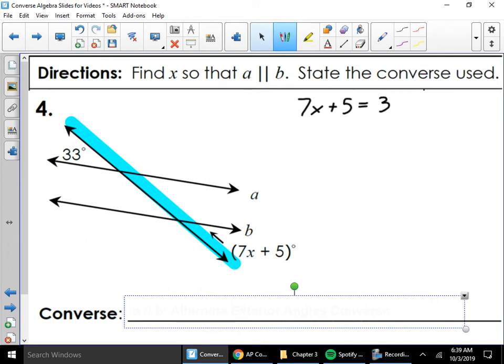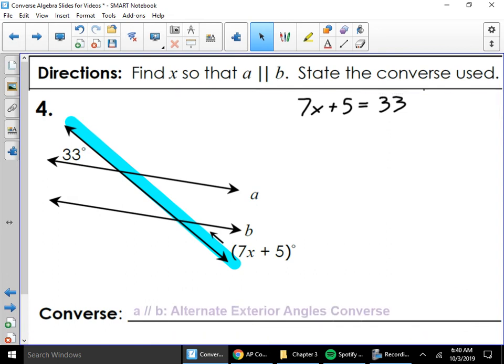The biggest question that people tend to have is, do I want equality or do I want supplementary? Again, it's all about the angles. It's all about the givens. Alternate exterior angles converse says these have to be equal in order for the lines to be parallel. So there we have our equation.